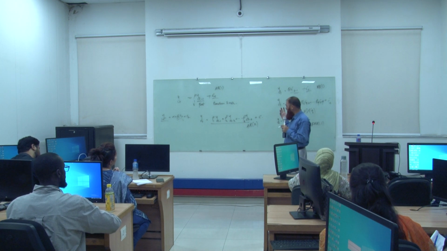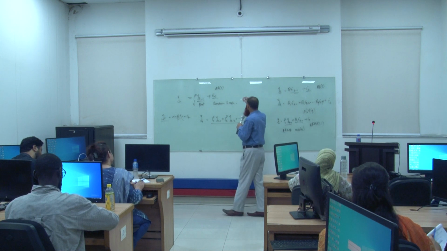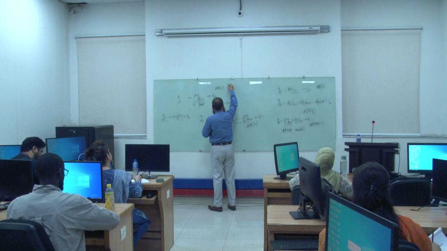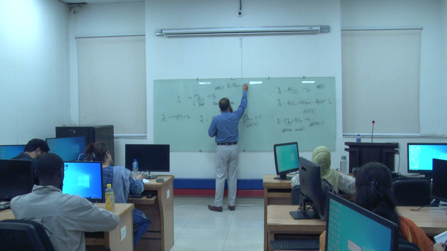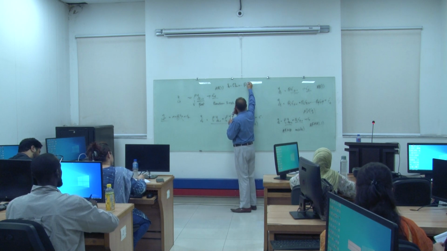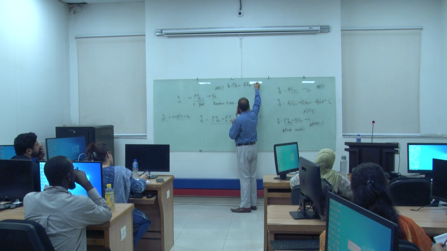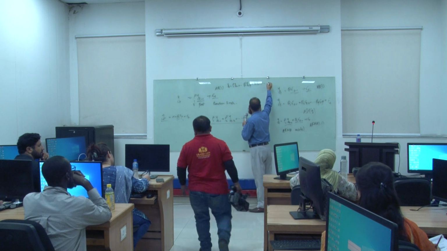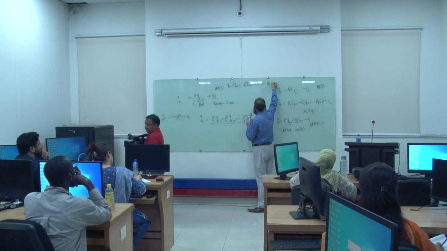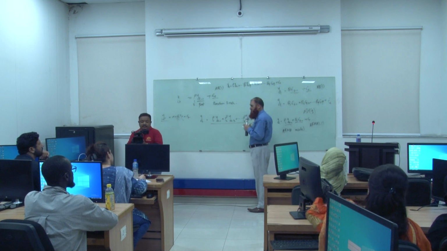Similarly, you can have larger AR and MA lags. For example, you may have a model like this: y_t is equal to rho 1 y_{t-1} plus, and so on, rho p y_{t-p}, plus theta 1 epsilon_{t-1} plus, and so on, theta q epsilon_{t-q}, plus epsilon_t.